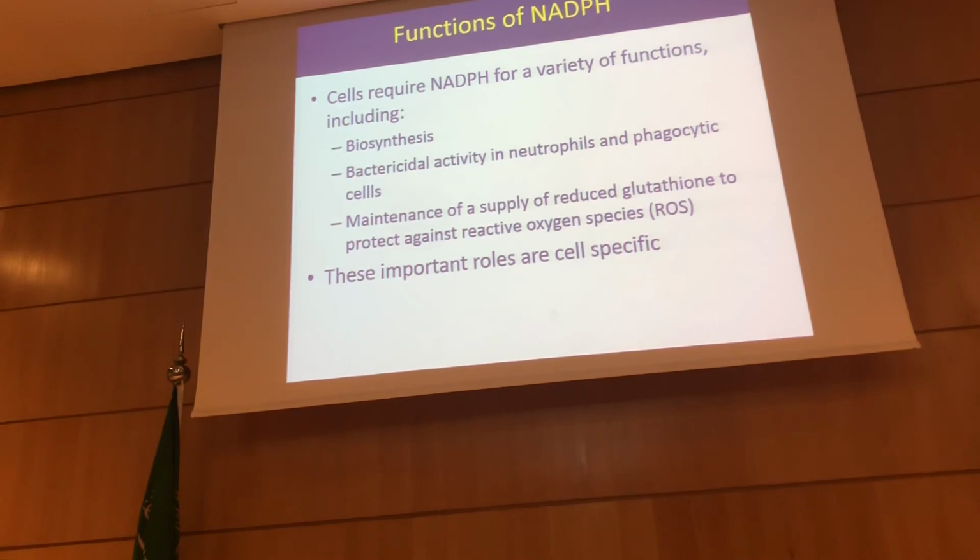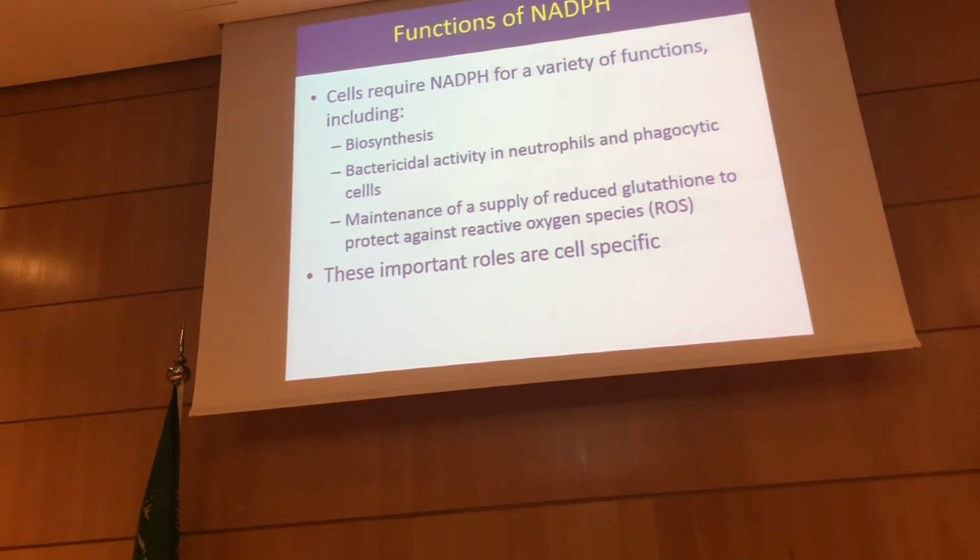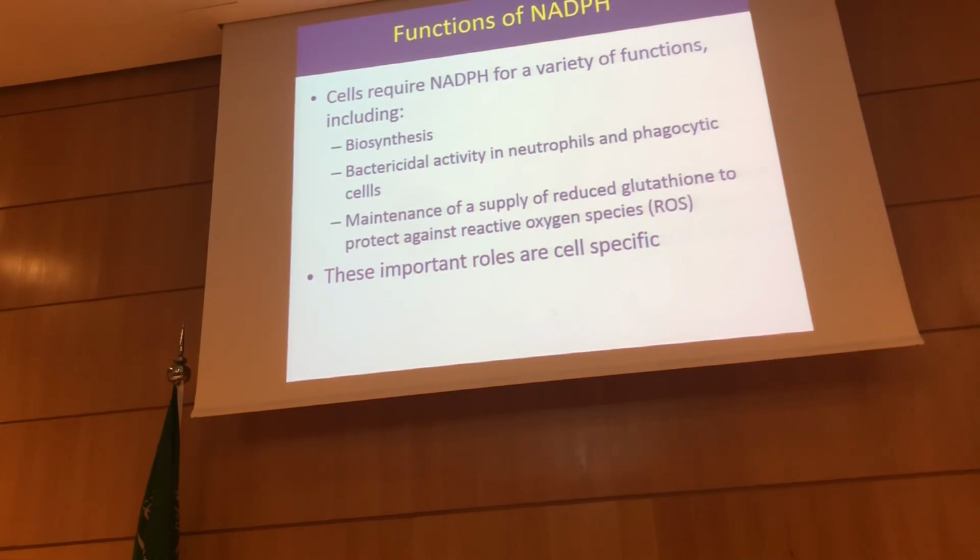The oxygen species that accumulate due to auto-oxidation reactions in the body are harmful to our cells and should be removed by antioxidants. One of the antioxidants is reduced glutathione. And to have the reduced glutathione, we need NADPH. So NADPH is important to have the reduced glutathione in order to protect ourselves from the harmful oxygen species. And this role is cell-specific. So let's see how it is cell-specific and talk about the bactericidal activity.